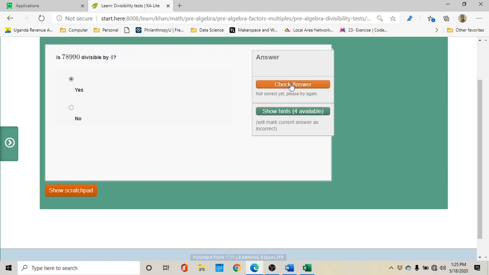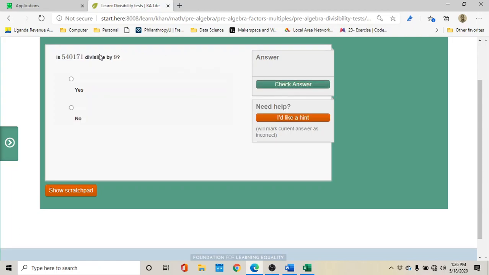Let's see. It's checking the answer. It's not correct. So if I say no and check the answer, it's correct. So you can use the method that they used in the video. I did not use it because I don't have a lot of time. But if you follow the video, you will be able to get it correct and then you get the correct answer.